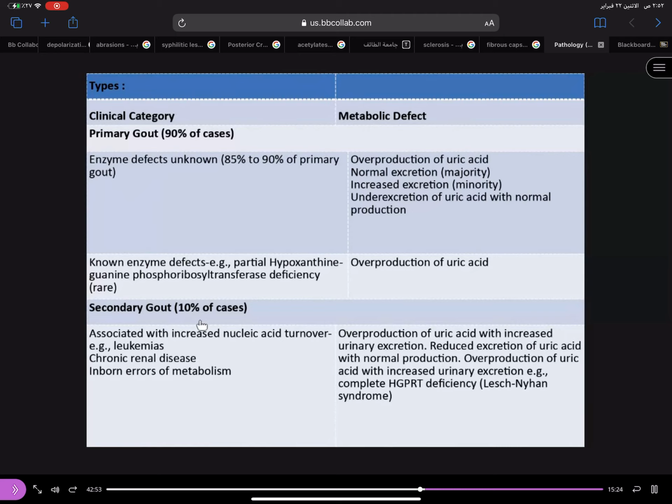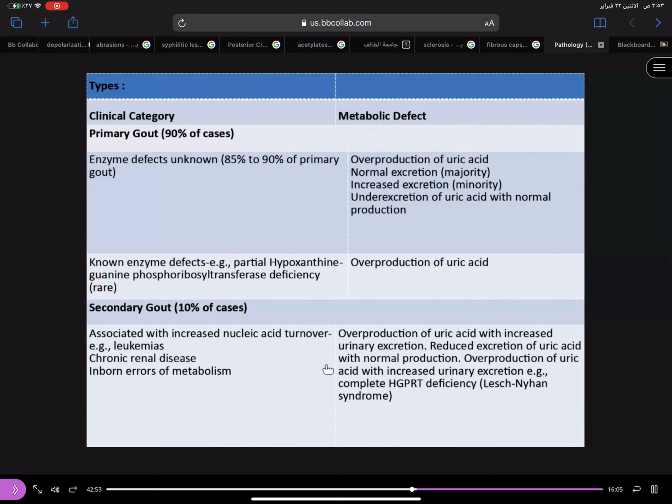And when we are saying secondary gout, it's 10% of the times. So there's some other disease like leukemia, chronic renal disease, and it is also overproduction of uric acid. So keep it simple. Types means very easy: primary or secondary. Primary, enzyme defect, and overproduction of uric acid. Secondary, it's some other disease like leukemia, renal disease, and it will be overproduction mostly, but in renal disease it can be under excretion. It cannot be excreted well.